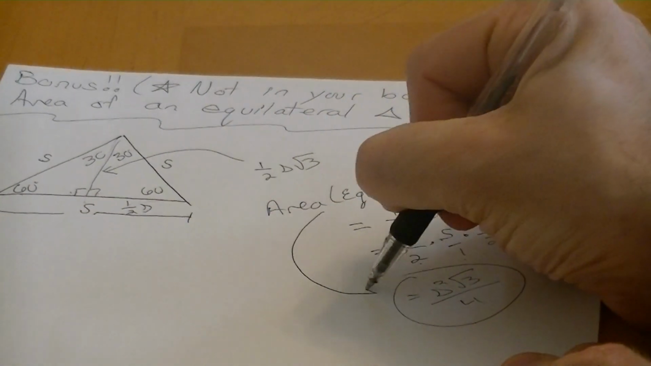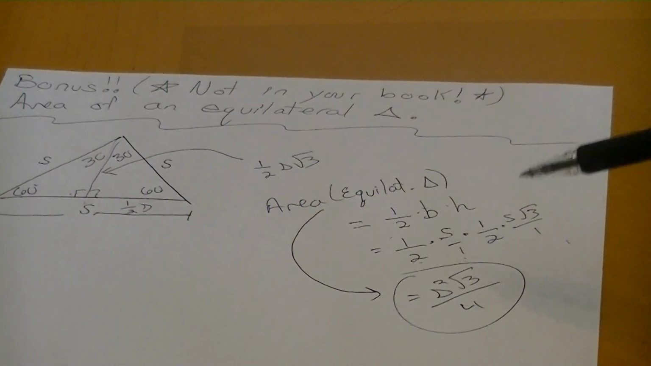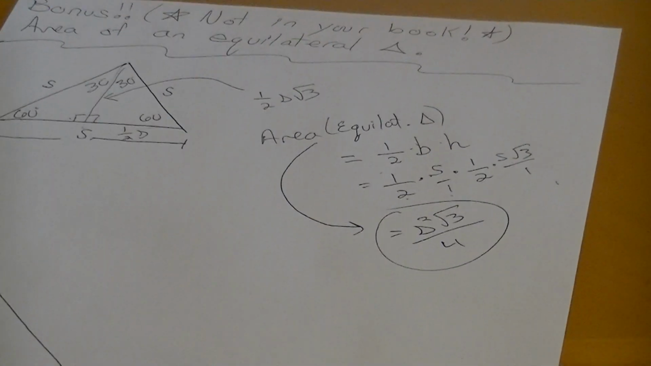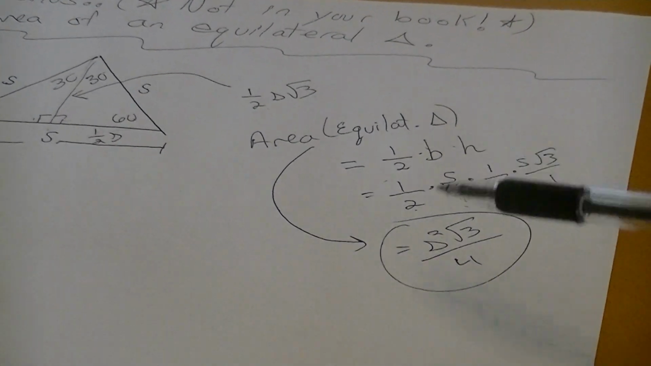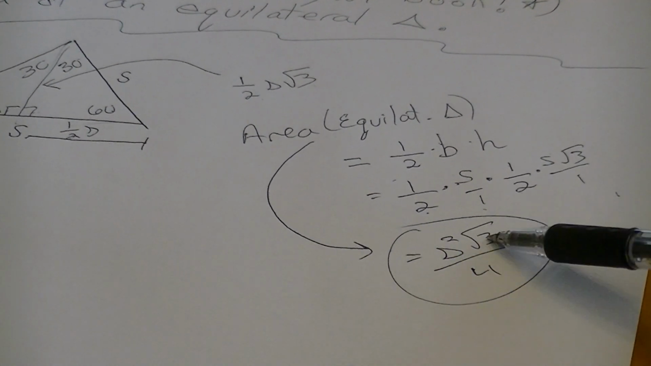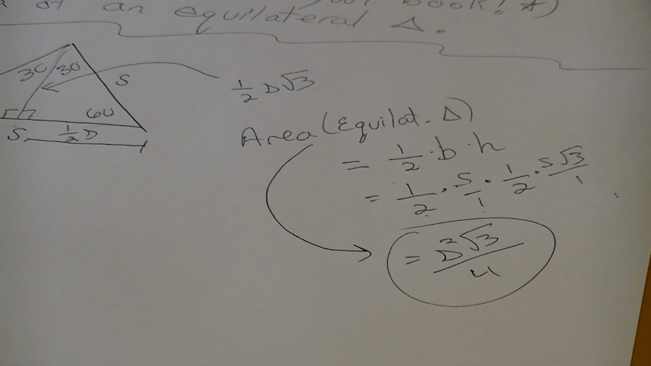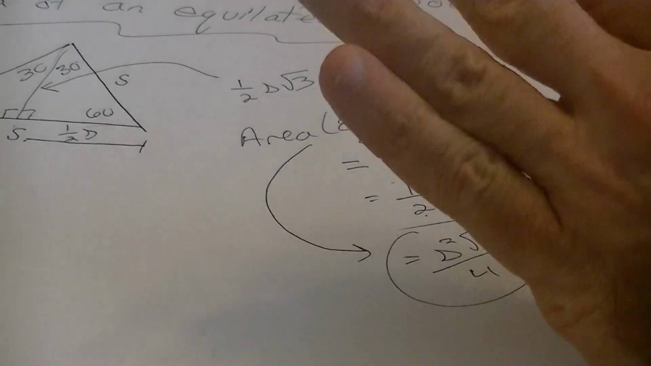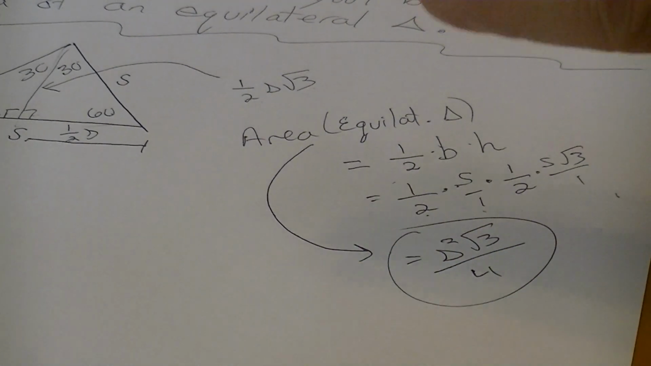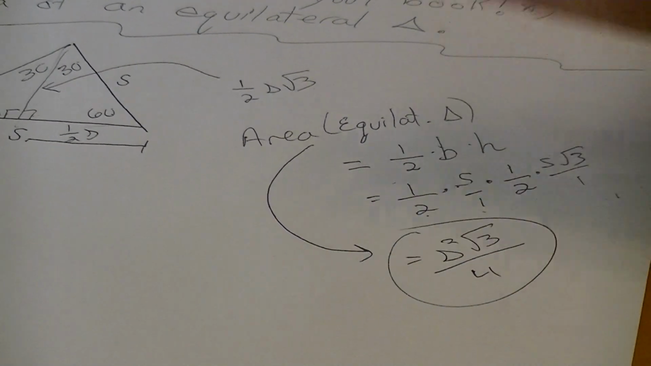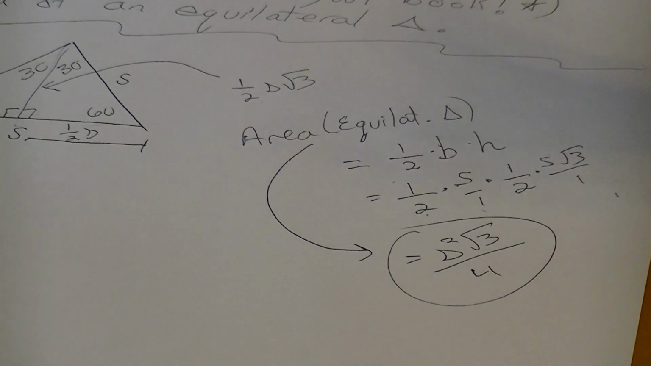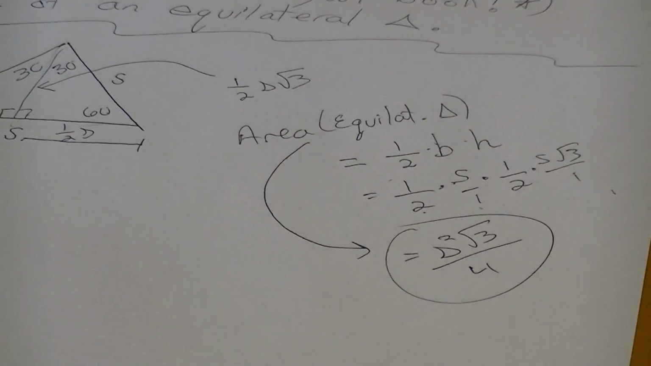Add this to your list of formulas. The area specifically for an equilateral triangle, that's a cursive s, s squared root 3 over 4. Easy to remember, I call it the 2, 3, 4 formula. Side squared root 3 over 4. 2, 3, 4. Side squared root 3 over 4.